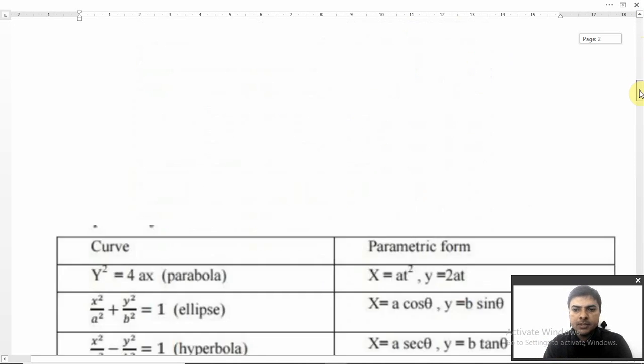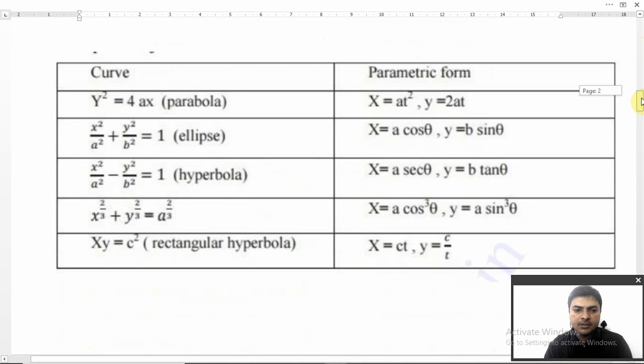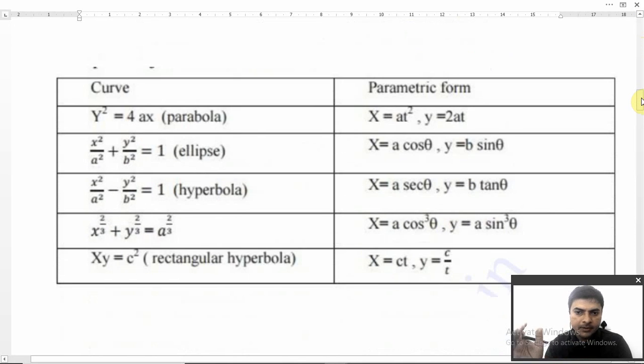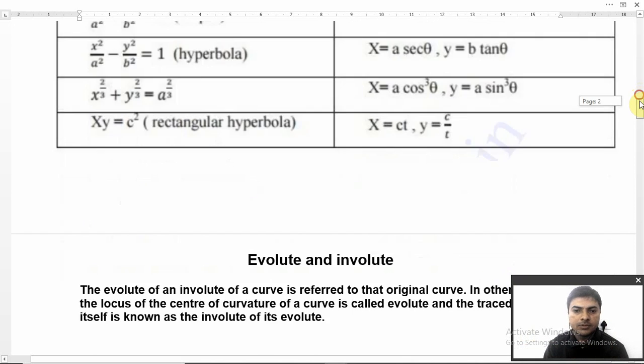Then I have taken a simple chart showing what type of parameters we take for each curve. Suppose it is a parabola, we take these parameters. Similarly, on the left-hand side, if we take the ellipse equation, on the right-hand side I have given the parametric form. Likewise for the hyperbola equation I have given its parameters on the right-hand side. So I have given a few curves and their forms.